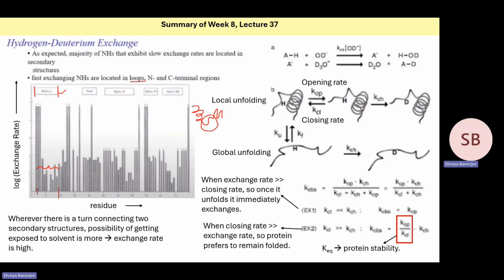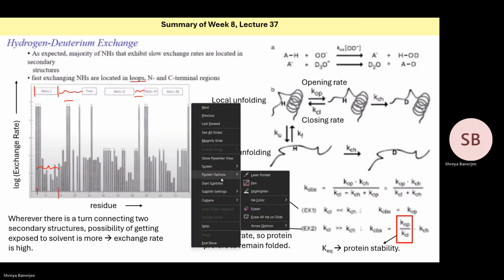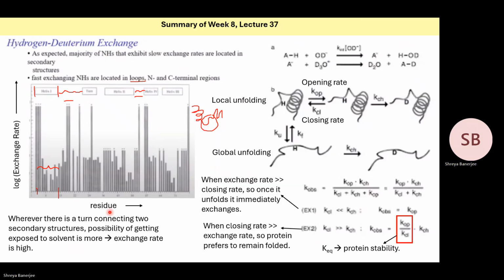Imagine there is a loop connecting the helix and the turn. The exchange rate is high here. Similarly, another loop connecting these helices, the exchange rate is high. So whenever there is a turn, or loop rather, connecting two secondary structures, the possibility of getting exposed to the solvent is high, and so the exchange rate is also high.